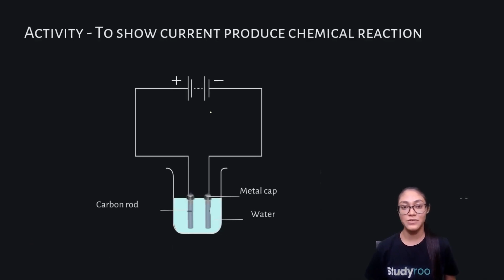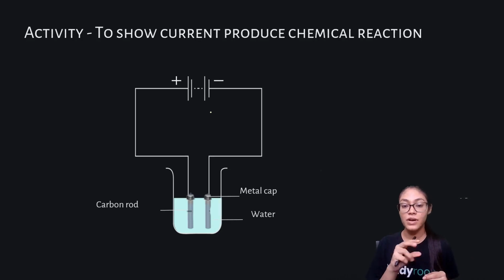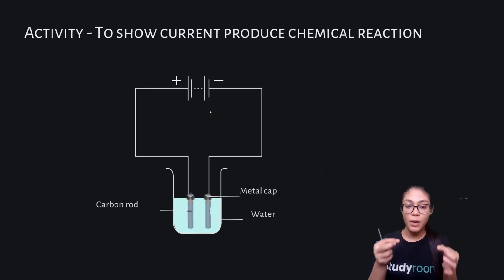Now let's perform this activity to show that current produces a chemical reaction. You carefully remove the carbon rods from the battery cells. Now you clean the rod caps with sandpaper. Carefully clean it. Now you wrap the copper wire around the caps of the carbon rod. Later on, you take a plastic bowl and fill it with water. You immerse the carbon rods in water. You make sure that the caps are outside the water.